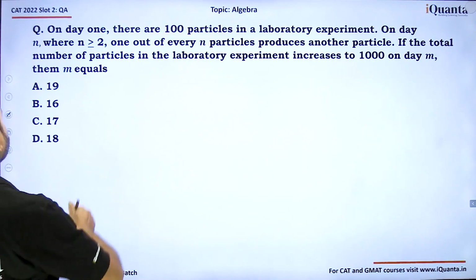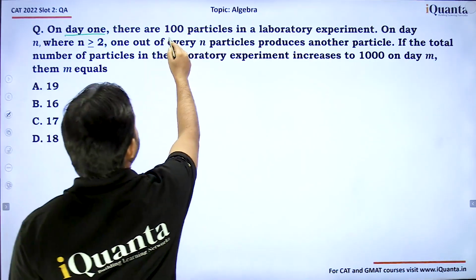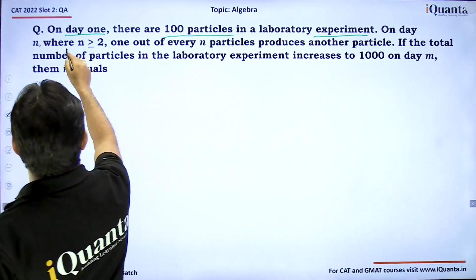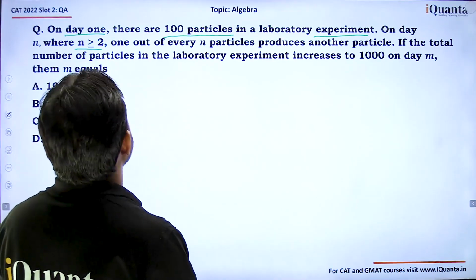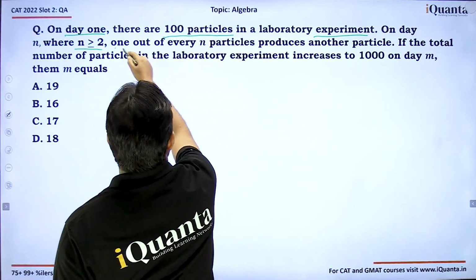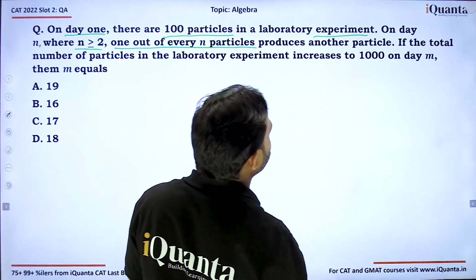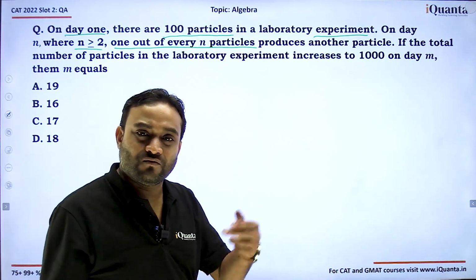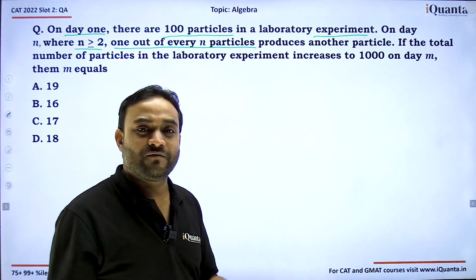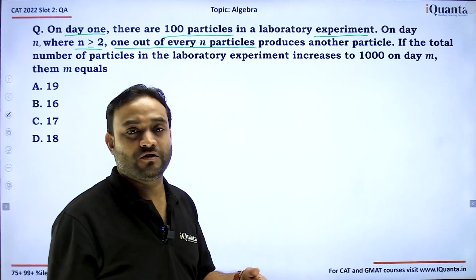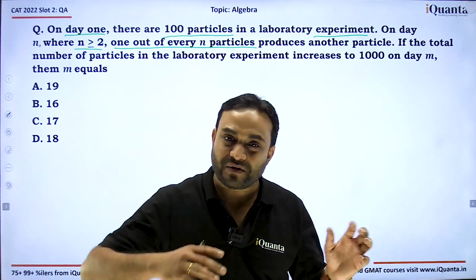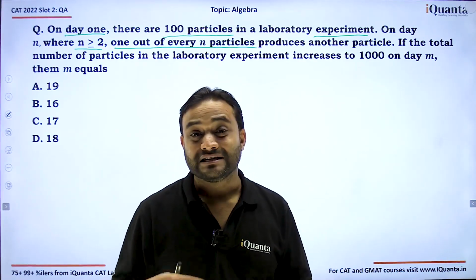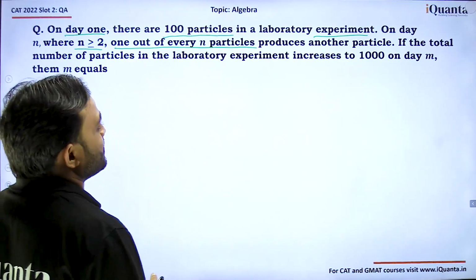Next question. It says on day 1, there are 100 particles in a laboratory experiment. On day n, where n is greater than or equal to 2, so second day onwards, 1 out of every n particles produces another particle. So on the second day, out of every 2 particles, 1 new particle will be produced. Out of every 4 particles, a total of 2 particles will be produced. On day 3, out of every 3 particles, 1 particle will be produced. Out of every 30 particles, 10 new particles will be produced, and so on.